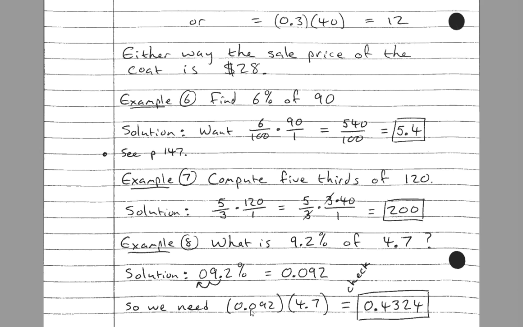How does that work? Well, you count the number of places. So here we have 3 places, here we have 1 place. So altogether 4 places. And then multiply 92 by 47. You'll get 4,324, and then give it 4 places. All right, so that's the answer. 9.2% of 4.7 is 0.4324.